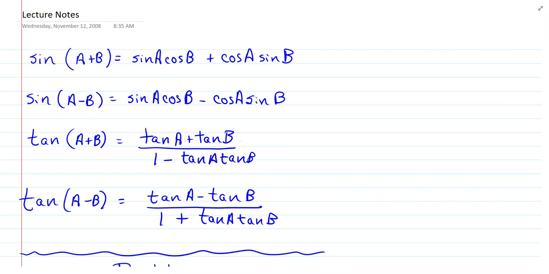Tan of A plus B is a little more complicated. Tan A plus tan B over 1 minus, and then you multiply them. And here the difference is the signs switch. So just make sure you can reference those and have them handy. Okay.